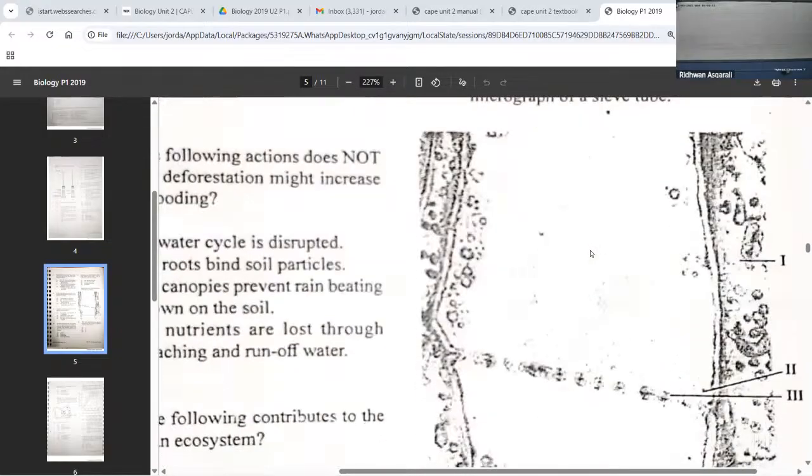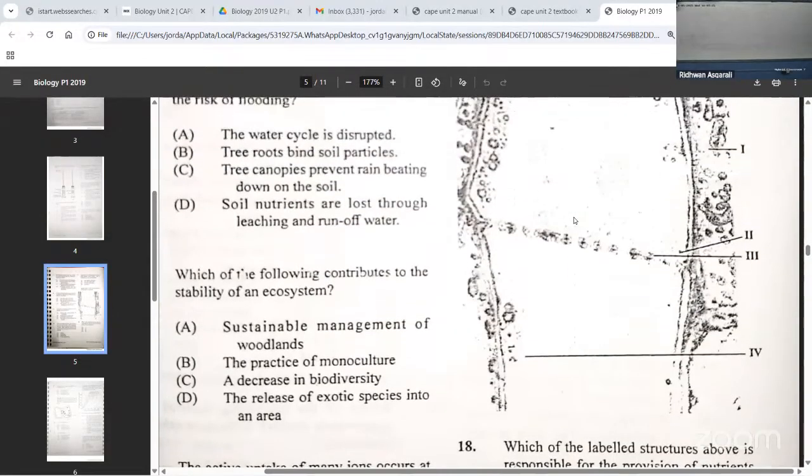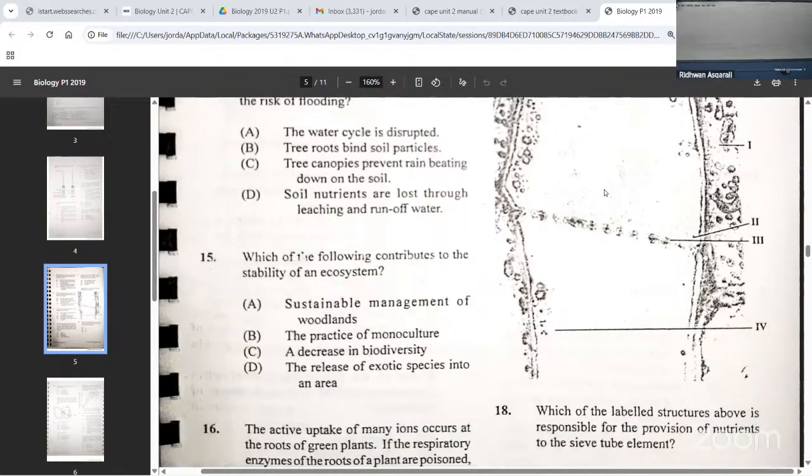Okay. 18, right, so back to the journal. Which of the labeled structures above is responsible for the provision of nutrients to the sieve tube element? So 1, 2, 3, or 4, which one of them gives nutrients to the sieve tube element? A. So that's correct, right? So the A is the companion cell, right? So nutrients from the companion cells would move across into the sieve tube element, right?